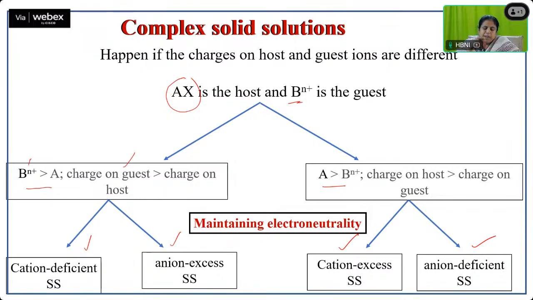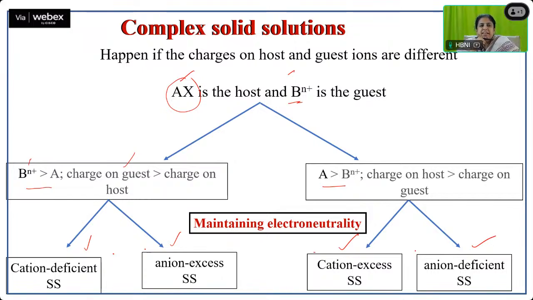Now these four cases, which are the consequence of maintaining electroneutrality because charge imbalance has occurred due to dissimilar charges of A and B, are called solid solution mechanisms, and they have to be measured experimentally.